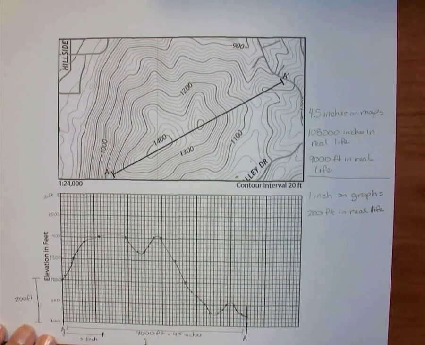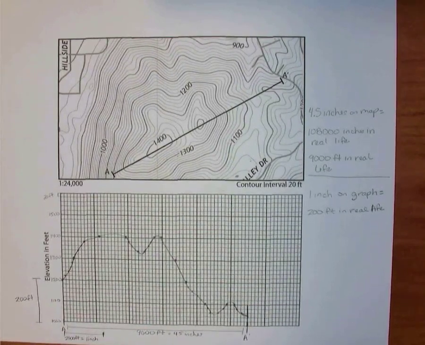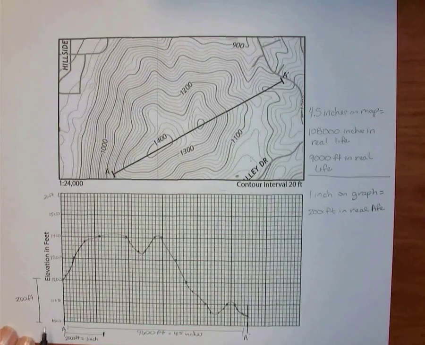If I take 9,000 feet and divide it by 4.5, what I'm going to get is 2,000 feet. So 2,000 feet equals 1 inch here, right? And 9,000 is 4.5 inches. So now I can see that while 1 inch vertically is 200 feet, 1 inch horizontally is 2,000 feet.